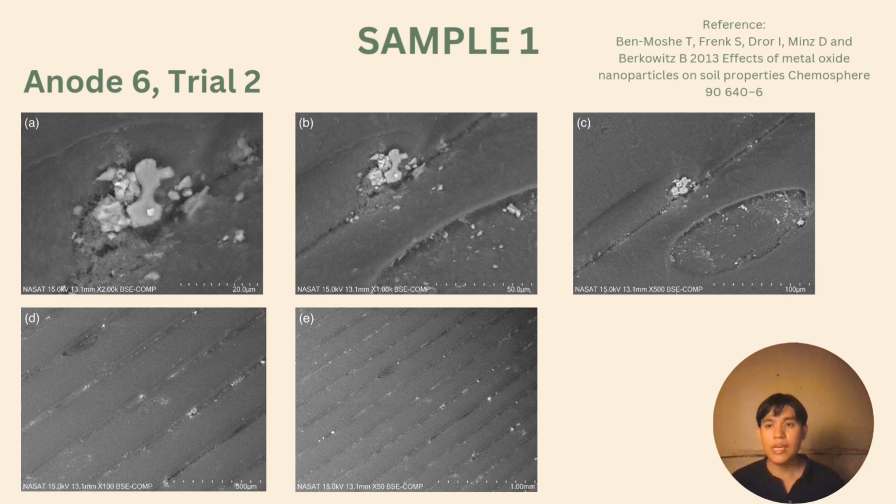So we chose anode 6 in trial 2 due to its surface characteristics as seen from a macroscopic perspective. It has a smooth surface with line patterns and particles in the gaps. The surface shows varied particle size and shape, including a large central agglomerate surrounded by smaller particles, as seen in figures A, B, and C.